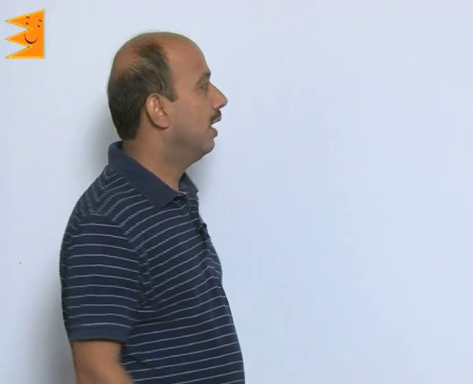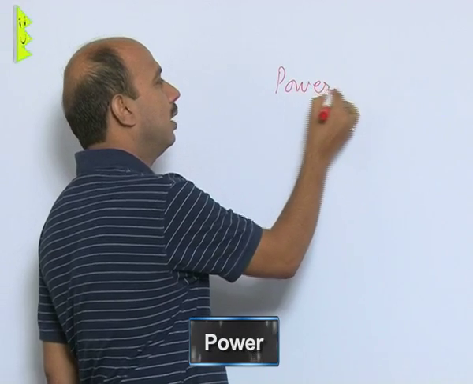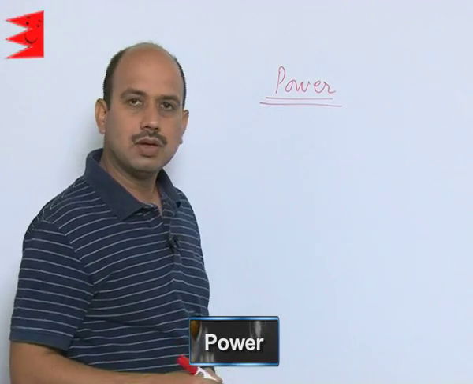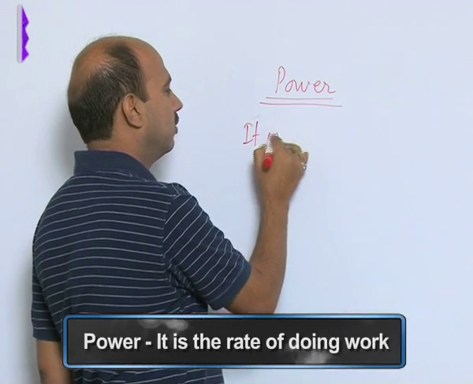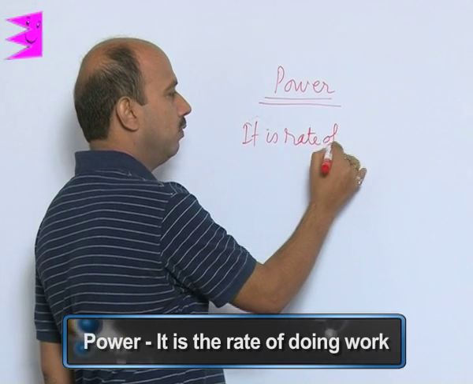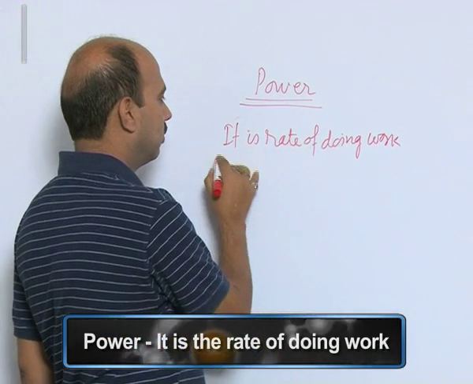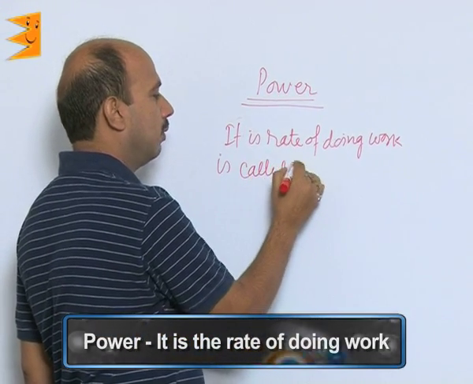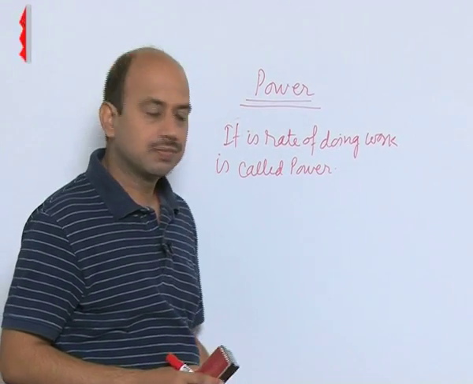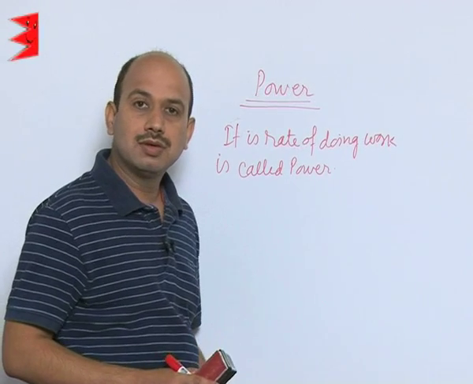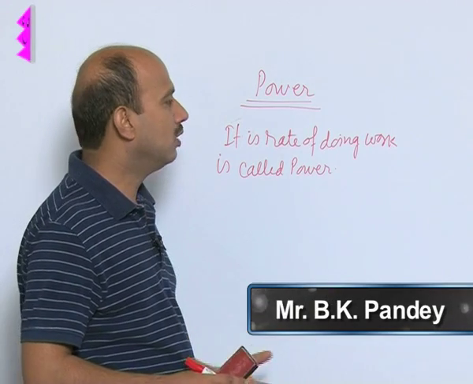So, now we will do the next topic, that is power. See here, what do you mean by power? Power is defined as the rate of doing work. We can say also rate of producing energy, rate of consumption of energy, because work energy is measured by work done. So, we can write all these things are power.